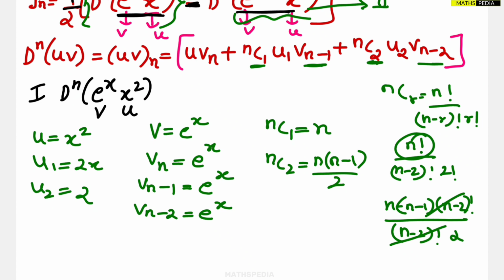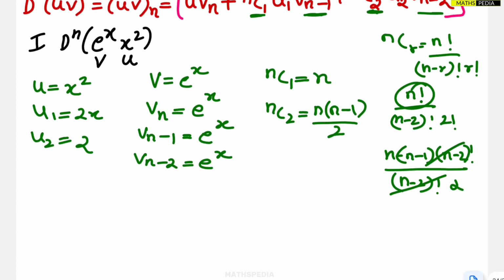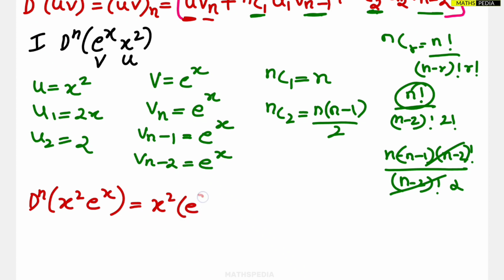Okay. So now we can write the nth derivative of this thing. So the nth derivative of this particular problem, first I'll write the first function as x square, that will be better, first function as x square into e power x. U is there, Vn is there. So U is x square into Vn. Vn value is e power x, right? Plus nC1 is n into u1. U1 is what? 2x into Vn minus 1 is again e power x.